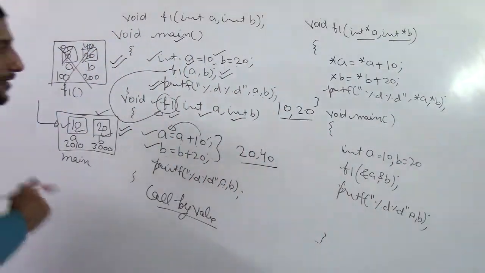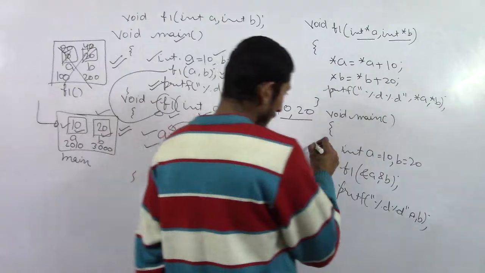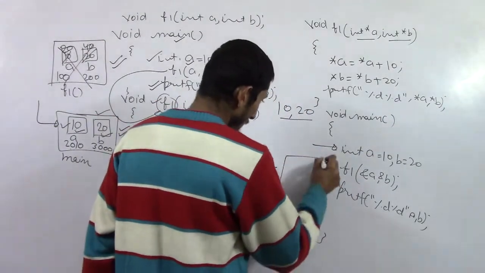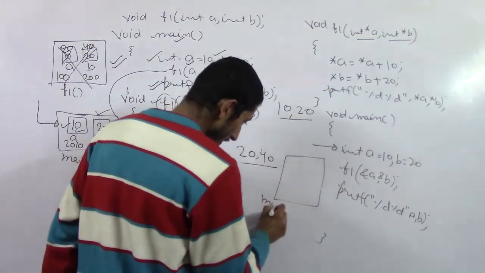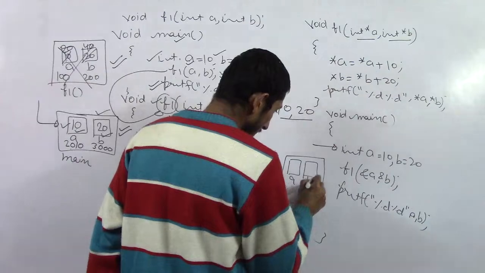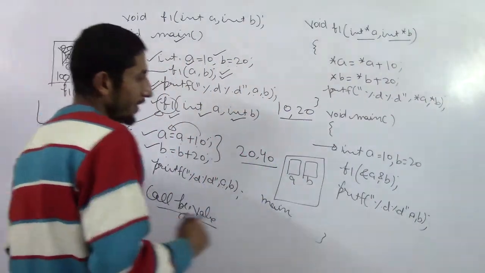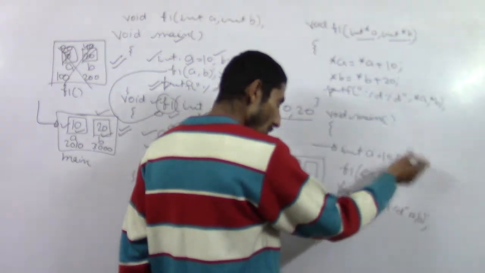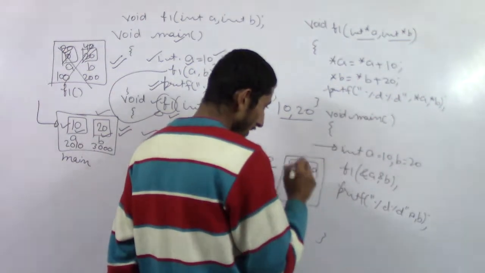First of all, the compiler will come to main and allocate the memory for main. The compiler will take a block for main, and the value of A is here and the value of B is here. So what is the value of A? The value of A is 10. What is the value of B? The value of B is 20.